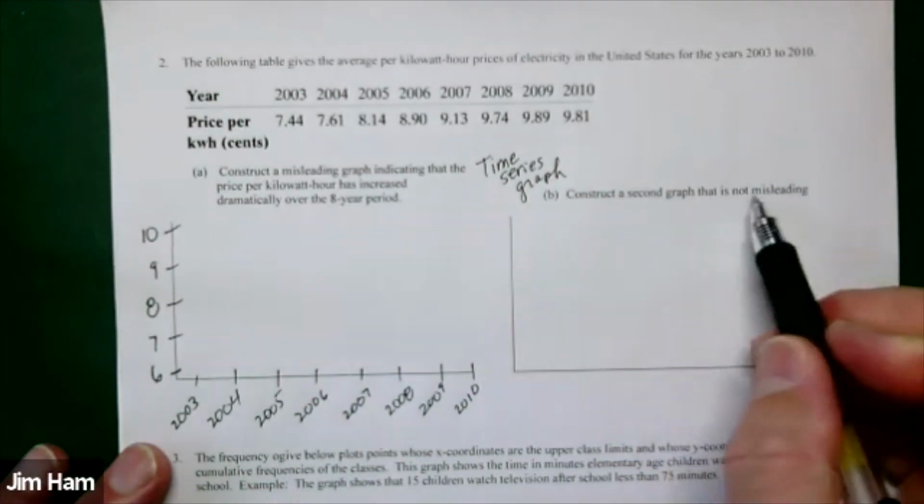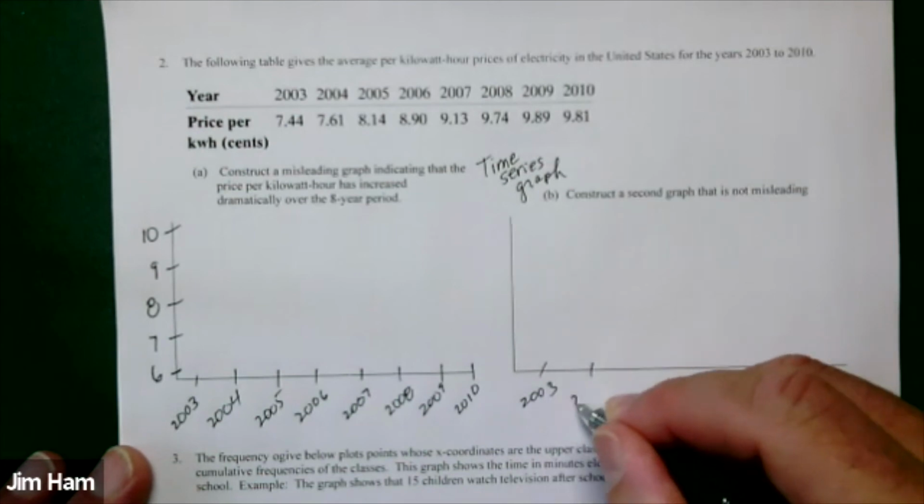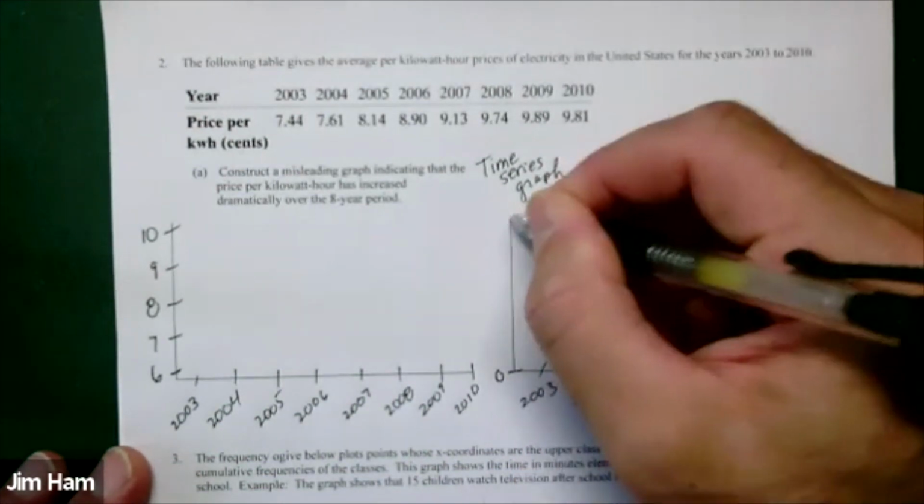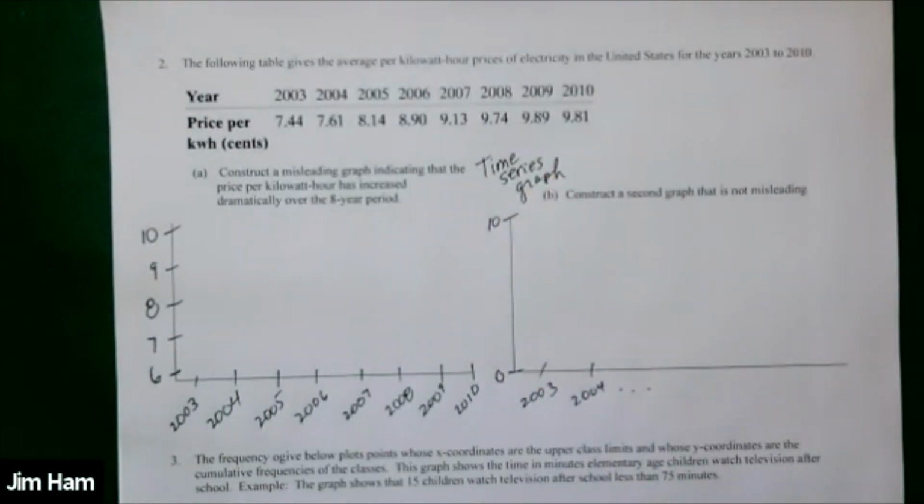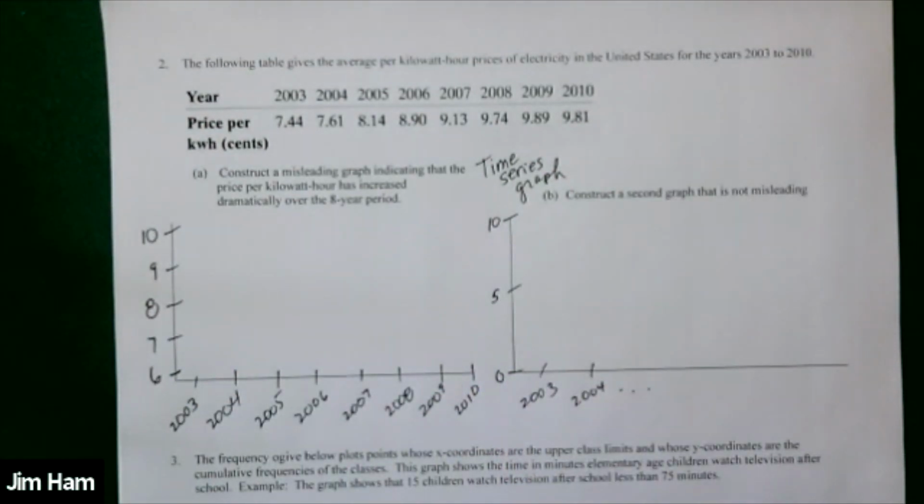And a second graph that is not misleading, the x-axis will be the same, but start at 0 and go up to 10. And one of the graphs will be misleading, and the other one will be not misleading. And so it depends on whether you want the reader to be misled by your graph, or if you want them to infer their own reasoning on the graph.